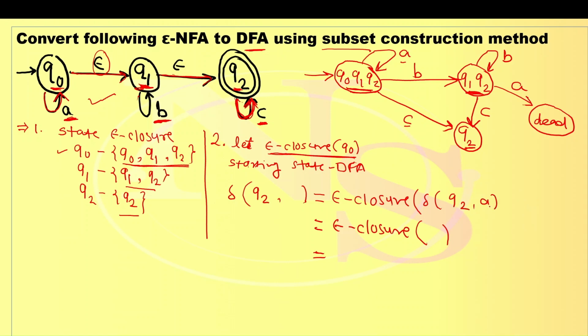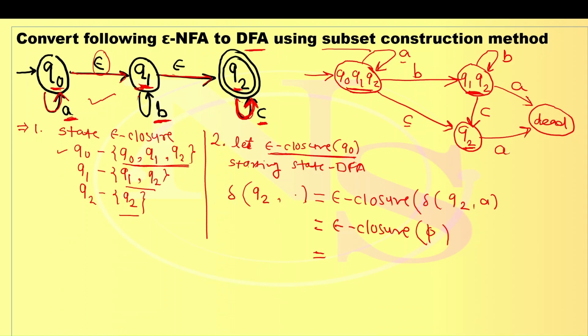On symbol A. From Q2 we need to find out transition for A, B, C. So Q2 on A. From Q2 there is no transition for A. So it will be what? Phi. So Q2 is going for transition for A. It's going to dead state.